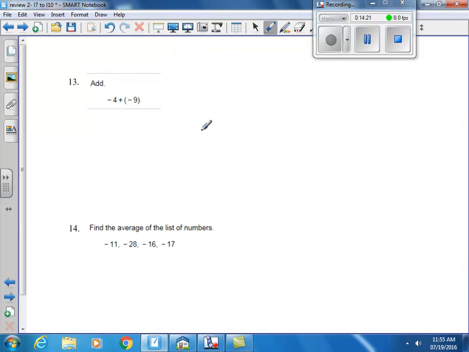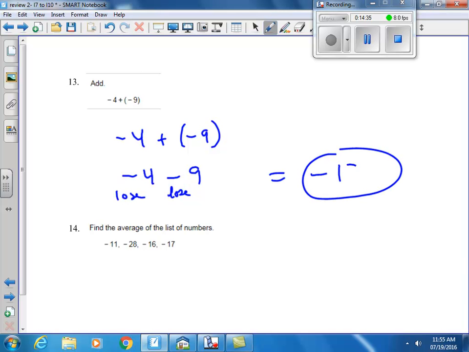Okay, for 13, we have -4 plus -9. No, that means -4 minus 9, or lose 9. Well, if I lose 4 and I lose another 9, boy, I'm in the hole, right? -13.